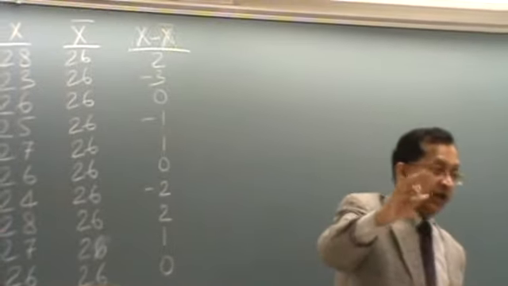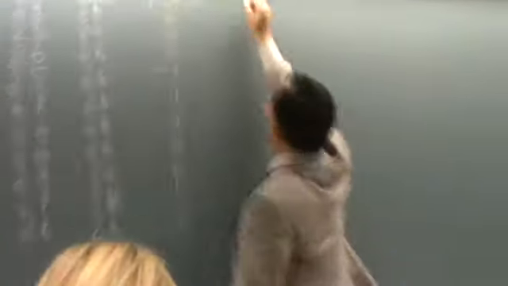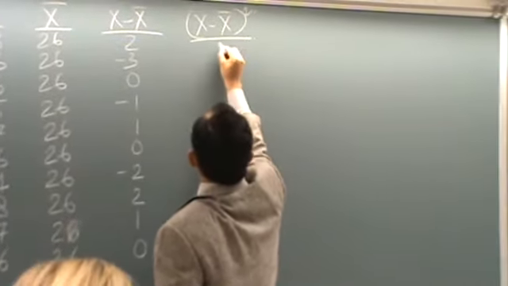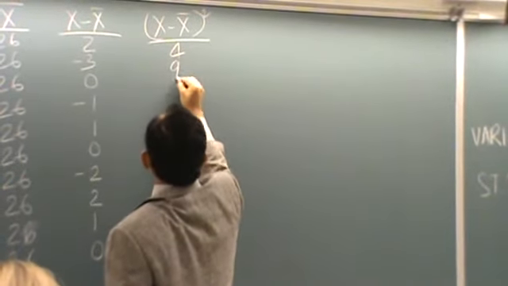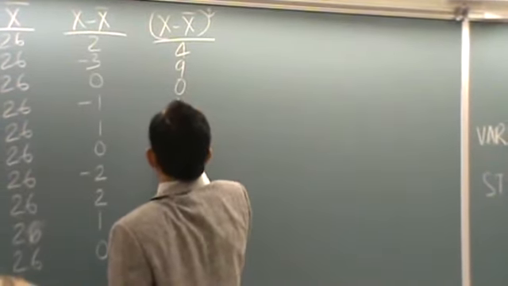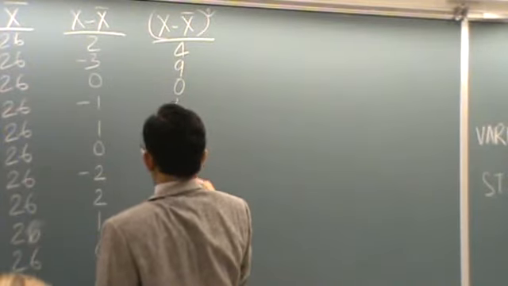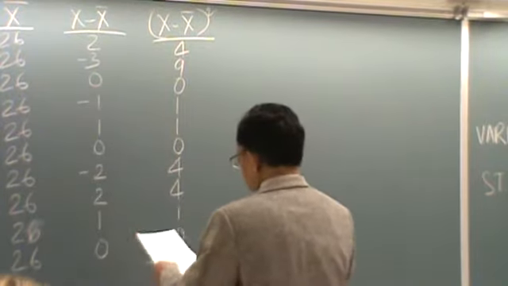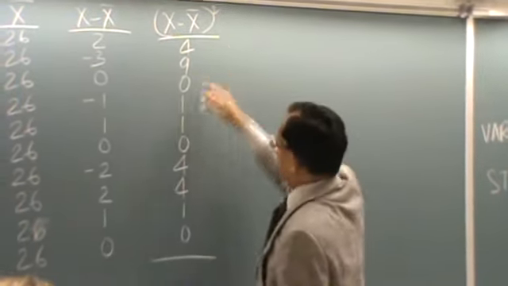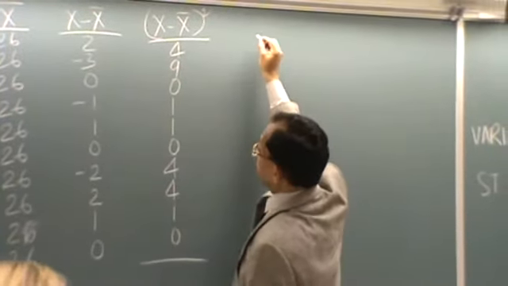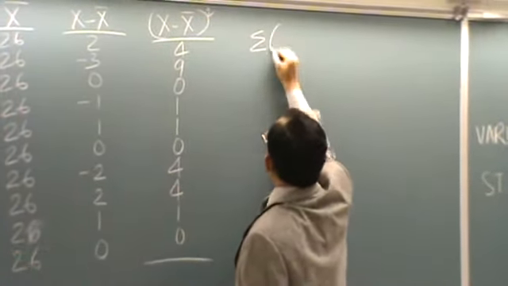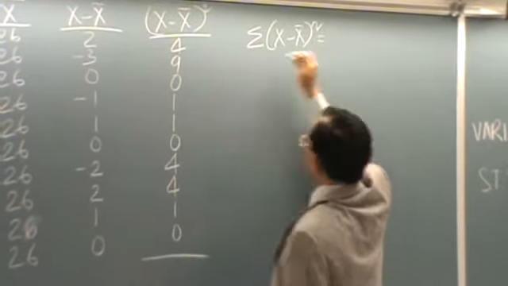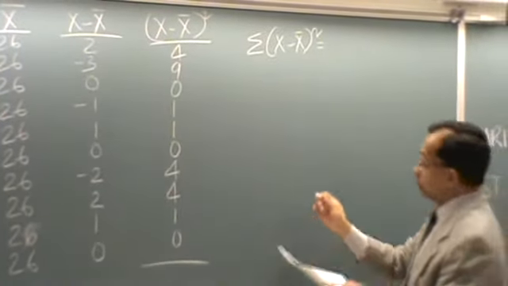We have to get rid of that negative sign, so we square it. So x minus x bar squared, we get here 4, 9, 0, 1, 1, 0, 4, 4, 1, 0. And once we are done with these, then we add all these things up. So it's the sum of x minus x bar squared. So if we add everything up, we get 24.